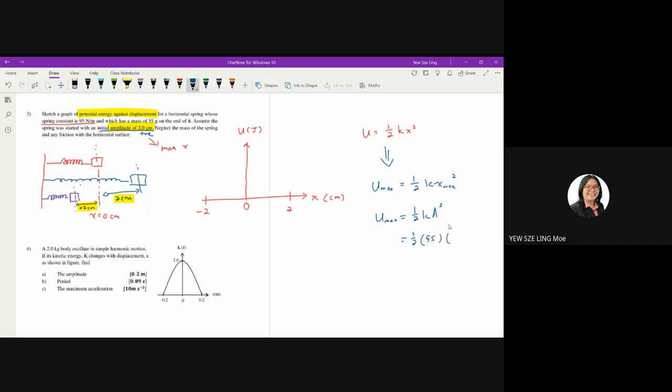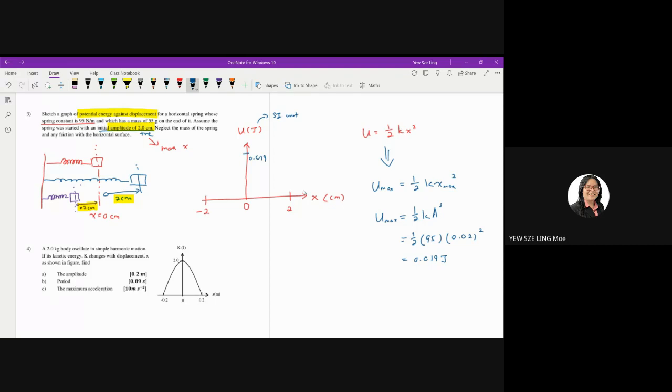Now you need to remember, because energy is in joule, which is the SI unit, your A you need to change into SI unit. So 2 cm is 0.02, squared. Right, so U is equal to 0.019 joule. So this is the value that you need to put in your graph. The maximum value, 0.019.